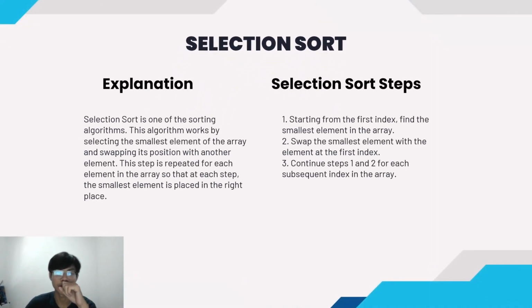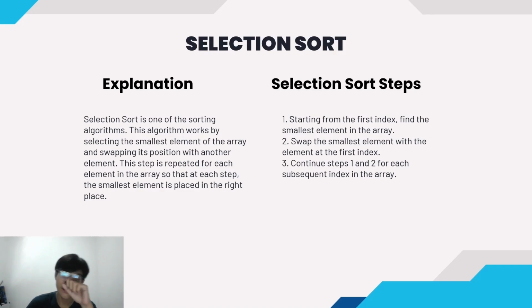So what is selection sort, you ask? Selection sort is one of the sorting algorithms. This algorithm works by selecting the smallest element of the array and swapping its position with another element. This step is repeated for each element in the array so that at each step, the smallest element is placed in the right place.